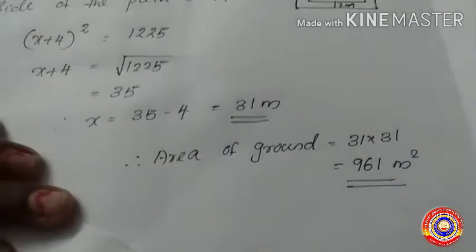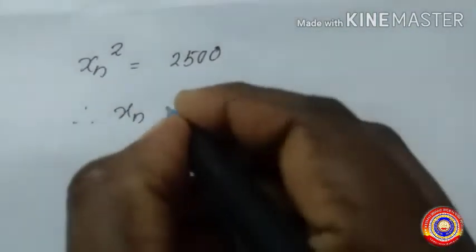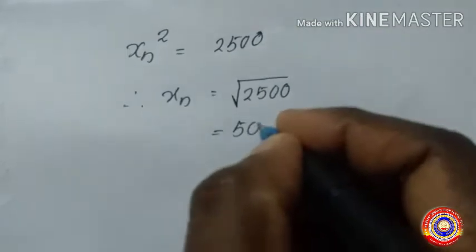Okay children, let's move to the third question. The square of a term in the arithmetic sequence 2, 5, 8, etc. is 2500. What is its position? The square of nth term is given as 2500. We have to find the position of that term. So xn, the square of nth term, is given as 2500. Therefore xn equal to root of 2500 equal to 50.